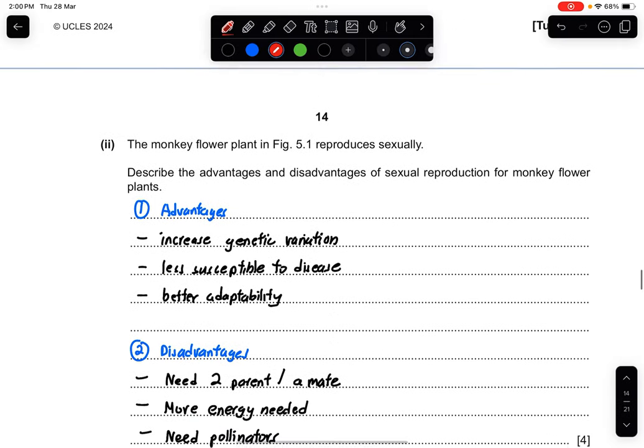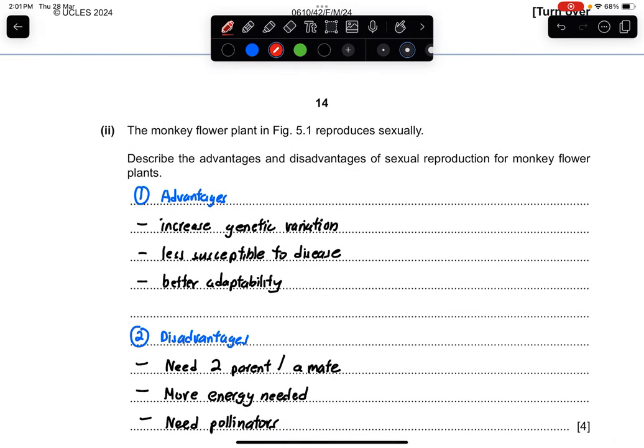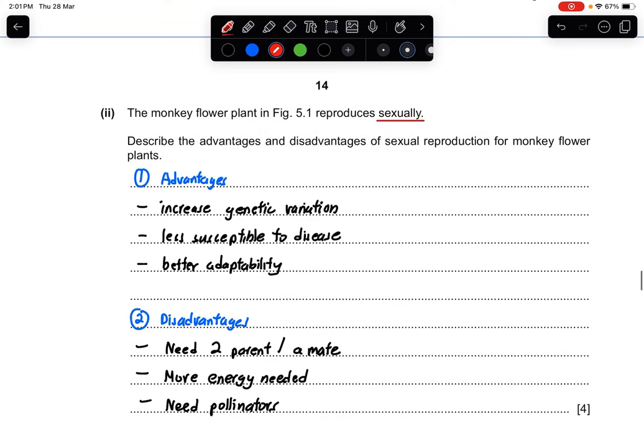Okay, part 2, they say the monkey flower plant in figure 5.1 reproduces sexually. Describe the advantages and disadvantages of sexual reproduction for monkey flower plants. It's a 4 marks question for both advantages and disadvantages, so I will split it into 2: 2 points for advantage, 2 points for disadvantage. Sexual reproduction happens in us humans also. When sexual reproduction occurs, you know that this produces genetic variation, different children, so this relates to the flower. It increases the genetic variation.